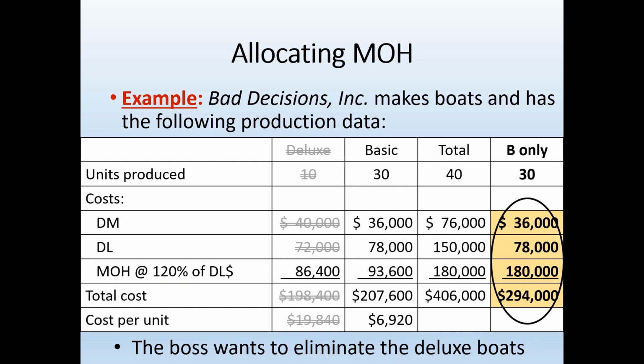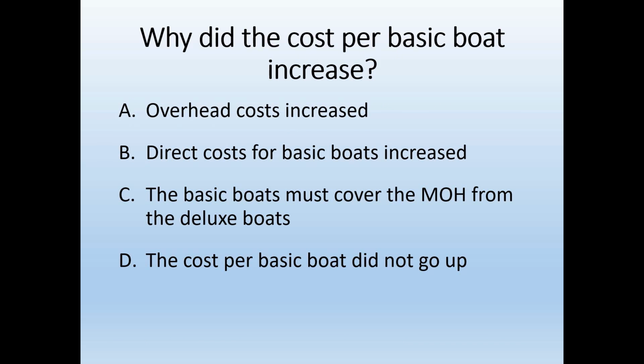Now we can add the direct materials, direct labor, and manufacturing overhead to make the basic boats during the period, and divide by the 30 boats that were made to get the cost per boat. And the boss is horrified to see that instead of each boat costing a little less than $7,000, now each basic boat costs $9,800. So why did the cost per basic boat increase? Think about it for a moment.